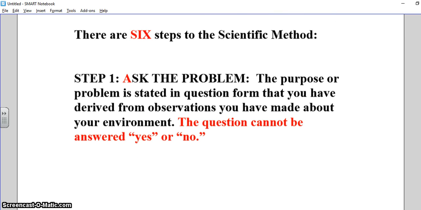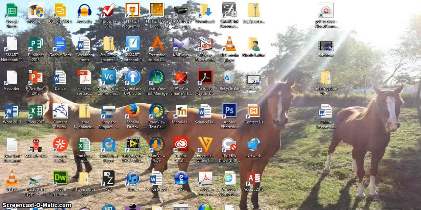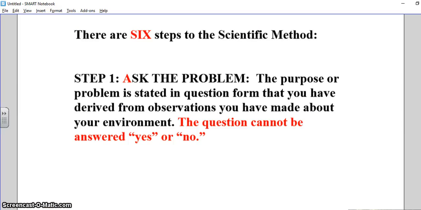Step 1 will be by Mrs. Diamond. All right, here we go, guys. Step 1, ask the problem. If you guys remember, arf, arf, arf, Tad. Ask the problem is the purpose or problem stated in a question form that you have derived from observations you have made about your environment. The biggest thing is the question cannot be answered with a yes or a no.